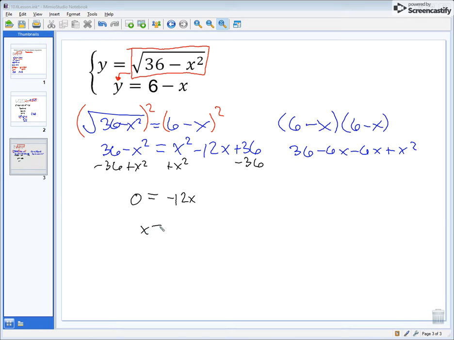So now I can divide, it means x is 0. So the only way this works is if x is 0. So I plug this back into my equation, y equals 6 minus 0, or in other words, y equals 6. There's only one spot where this works, and that is 0, 6.